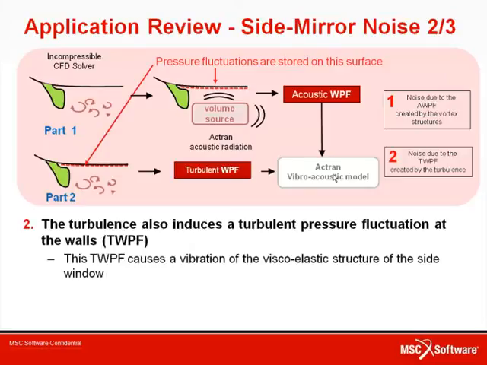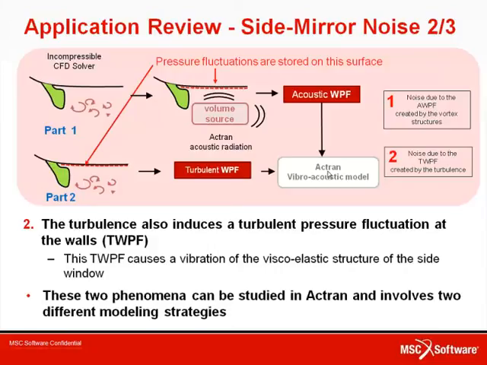But then there is a second phenomenon, which is the direct loading of the surface by the turbulence. To account for that phenomenon, Actran can also directly extract from the CFD solution the so-called turbulent wall pressure fluctuation and use this pressure as the source of the same vibroacoustic model. The sum of the two phenomena is basically the total noise in the interior of the car.